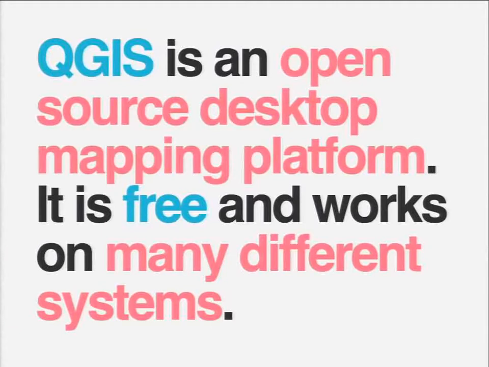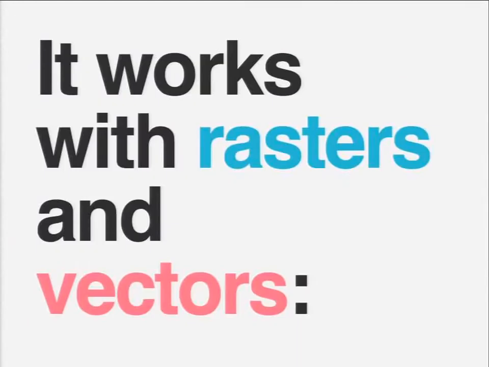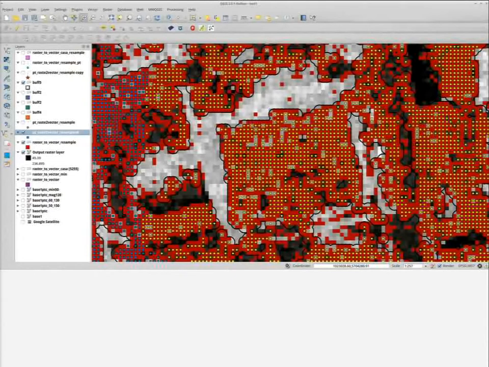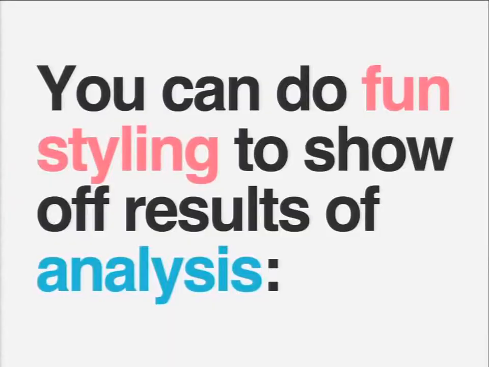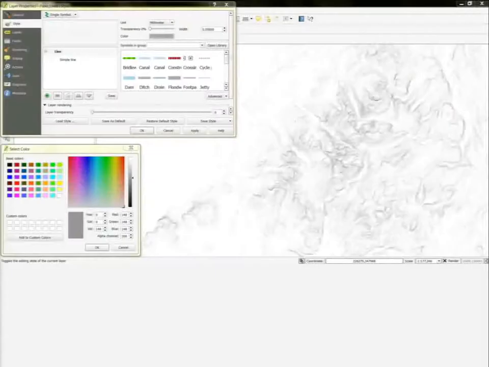So if you are a Mac user, for example, QGIS is a really awesome place to start because it has a lot of tools that will be familiar if you come from an ArcGIS background, but you don't have to run a virtual machine or Parallels or Bootcamp or any of the relatively, frankly, awful solutions for trying to run Windows on your Mac. It works with rasters and vectors. This is a result of a raster to vector analysis in QGIS. And you can do fun styling with it to show the results of your analysis, like creating veritable hillshades.